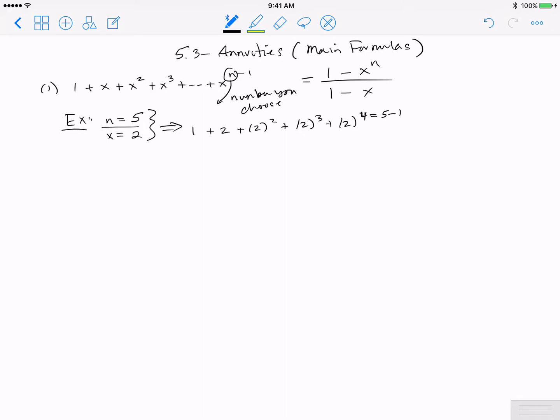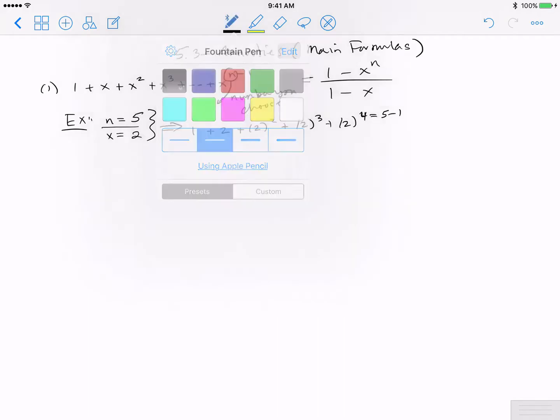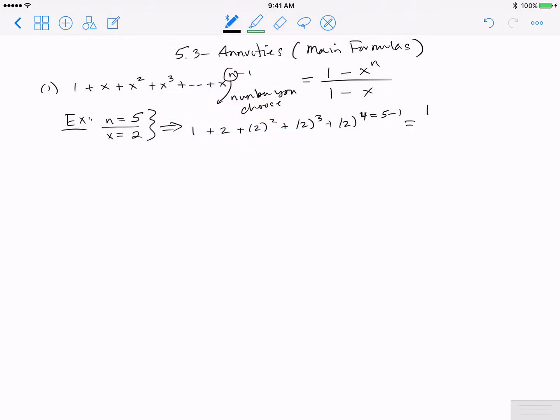So we can discover using this formula that that series adds up to 1 minus 2 to the 5th power over 1 minus 2. So that'd be 1 minus 2 to the 5th over negative 1, which is the same thing as 2 to the 5th minus 1. So if you want to know what the numbers 1 plus 2 plus 4 plus 8 plus 16 add up to, they'll add up to 2 to the 5th minus 1. So that's how to use this formula.